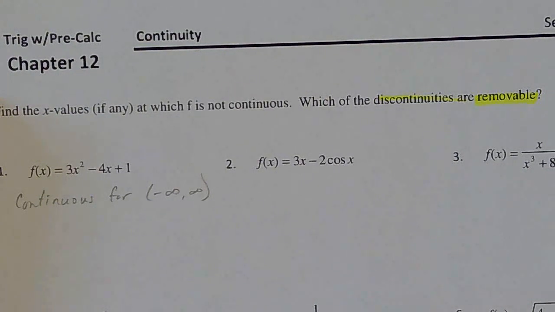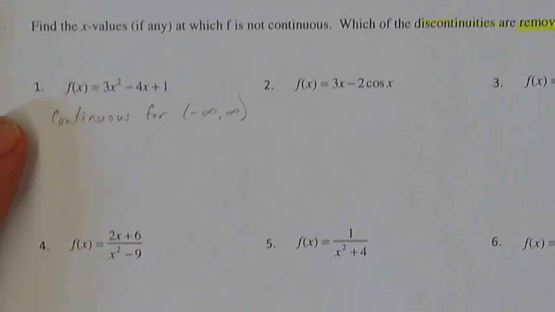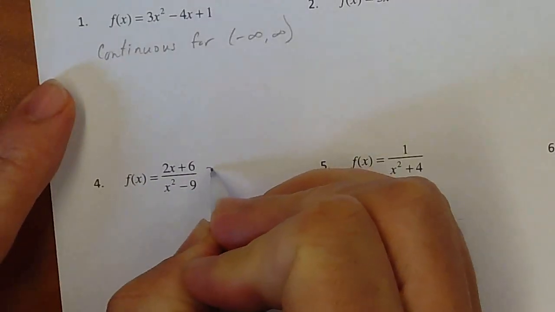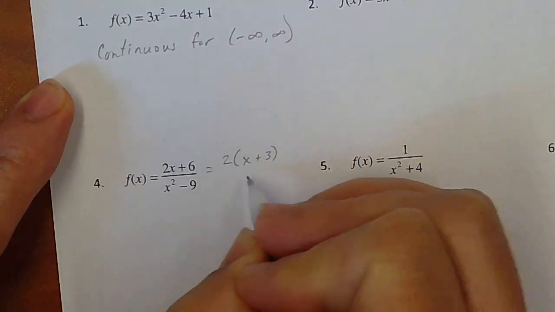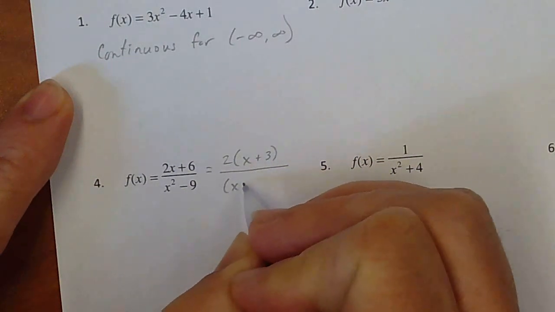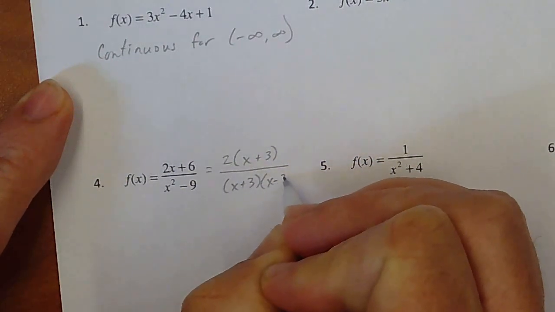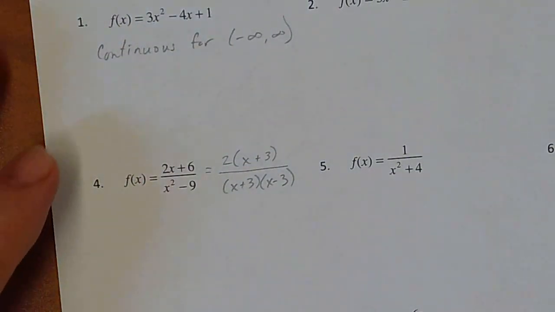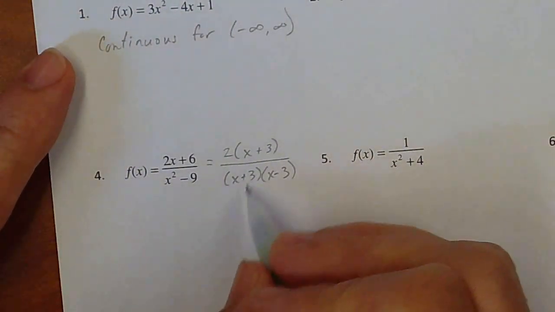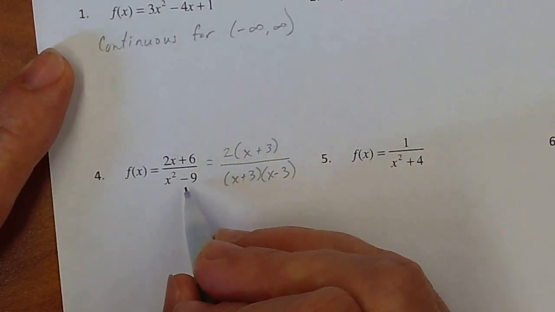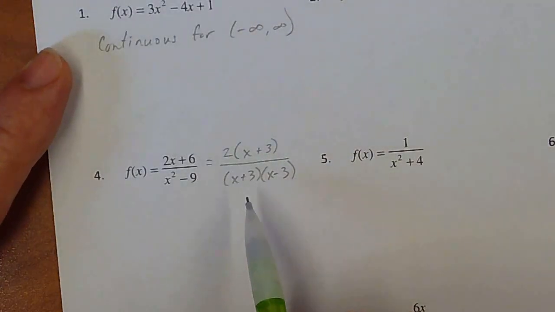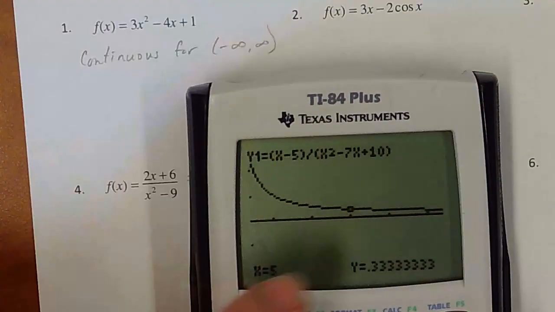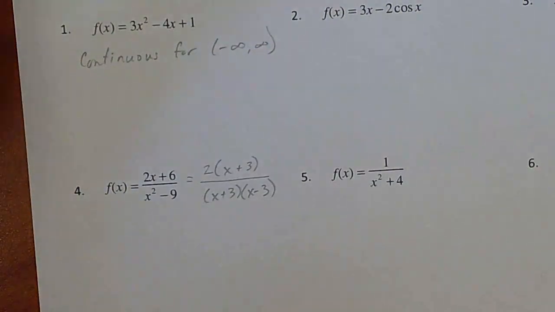Let me jump to one that does have a removable discontinuity. Let's go to 4. Up top, we can take out a GCF of 2. On the bottom, we have a difference of 2 squares. So when we get it in factored form, we should see some obvious numbers that create 0 on the bottom. If we punch that in our graphing calculator, we could see asymptotes at those spots. But since one of them is removable, we'll have this situation again where it's going to be a hole. So we won't see them both.